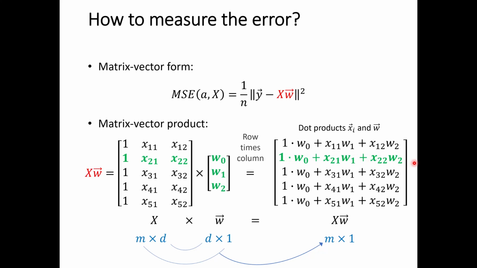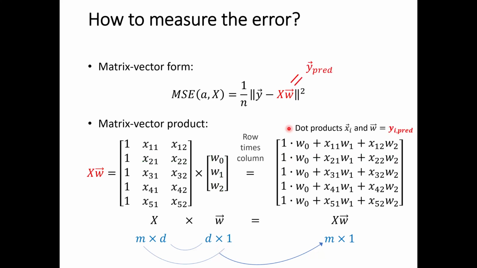Note that the elements of the resulting matrix are the dot products of the sample vectors from matrix X and the parameter vector W. From the rule a row is multiplied by a column, it follows that the inner dimensions of the matrices must match, and the dimensions of the resulting matrix are equal to the outer dimensions of the original matrices. Now let's recall that the dot product of a sample vector and the parameter vector is the prediction made by the linear regression model. Therefore, the product of matrix X and vector W gives the vector of model predictions y pred.